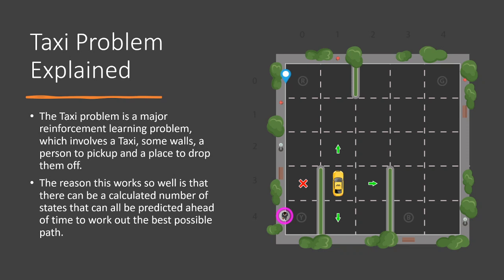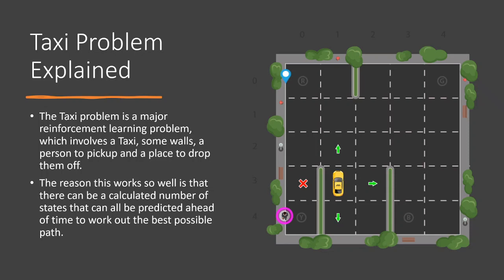The problem we're going to be looking at is the taxi problem. This problem is a major reinforcement learning problem, which includes a taxi, some walls, a person to pick up, and a place to drop them off. The reason this works so well is that there is a calculable number of states that can all be predicted ahead of time to work out the best possible path.